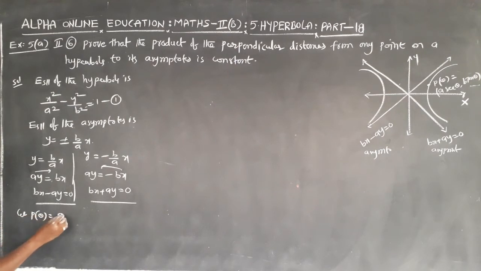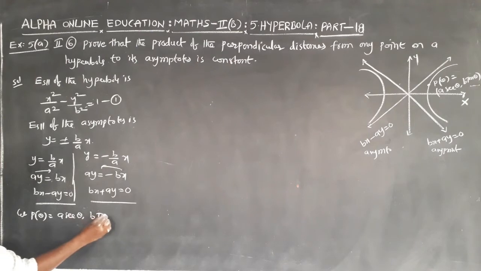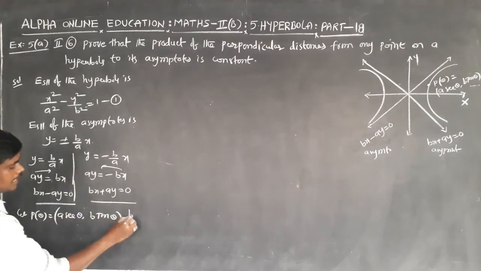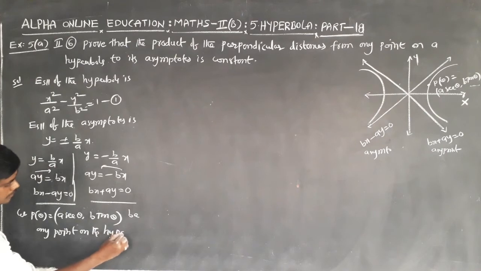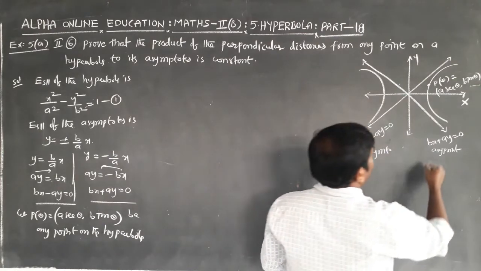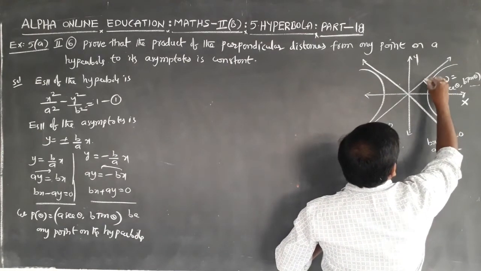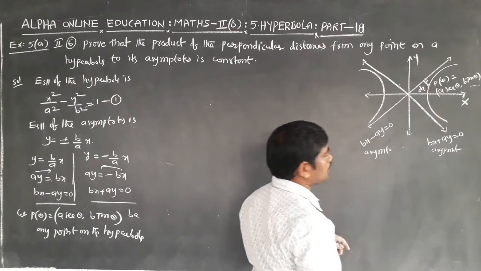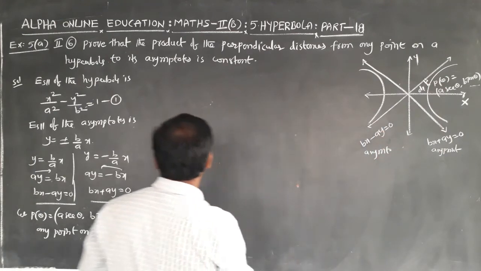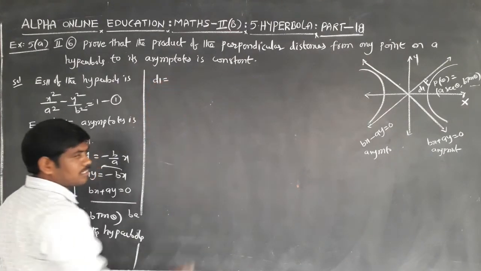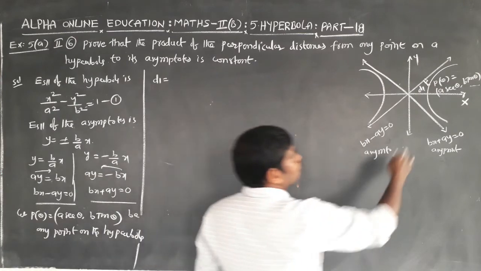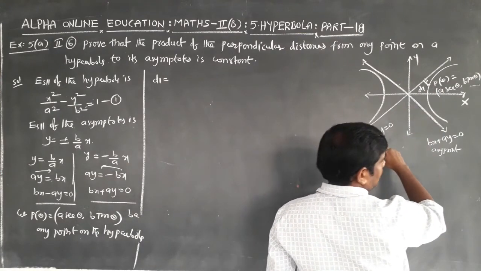Let P of theta is equal to a secant theta comma b tan theta be any point on the hyperbola. Here we find the perpendicular distances. This is the perpendicular distance d1 from P to the first asymptote, bx minus ay equal to 0.